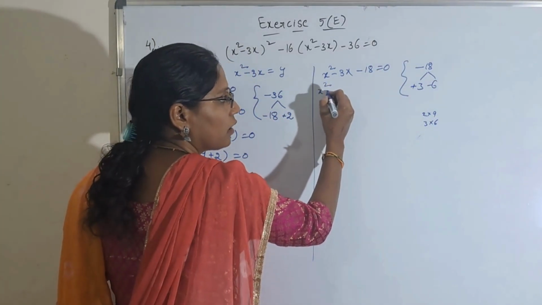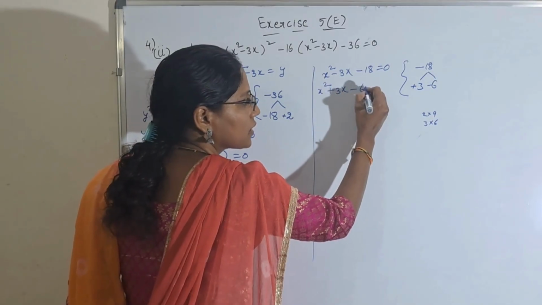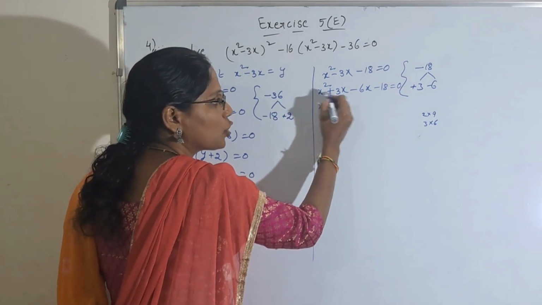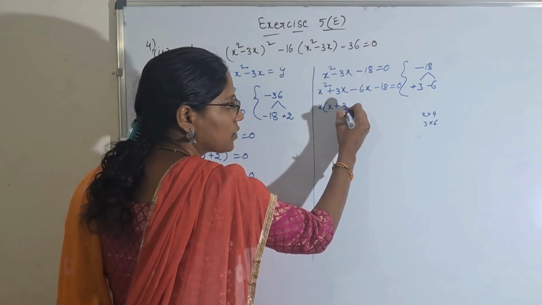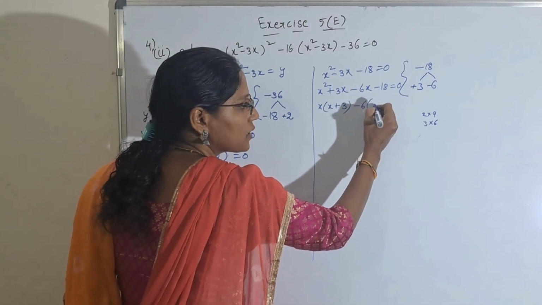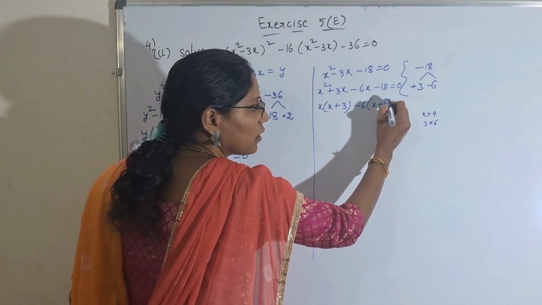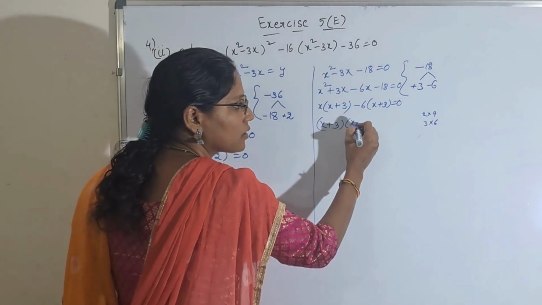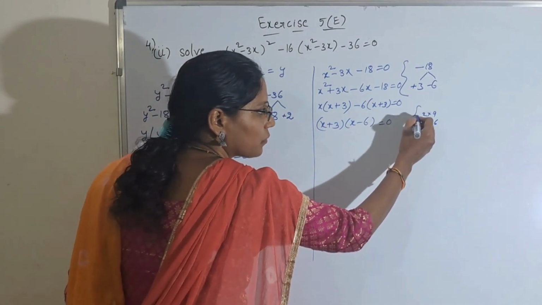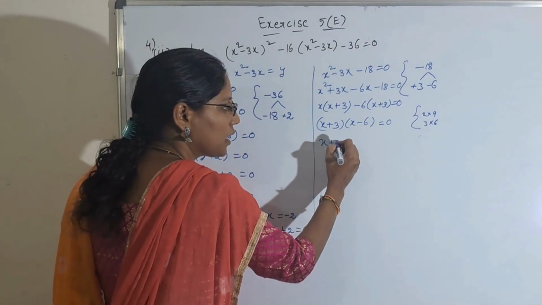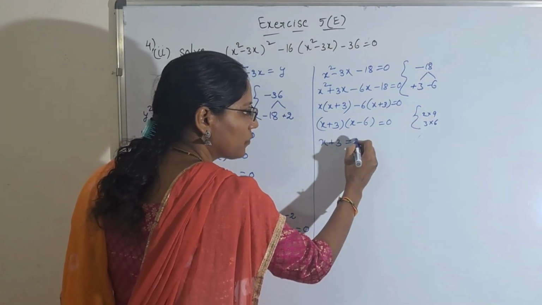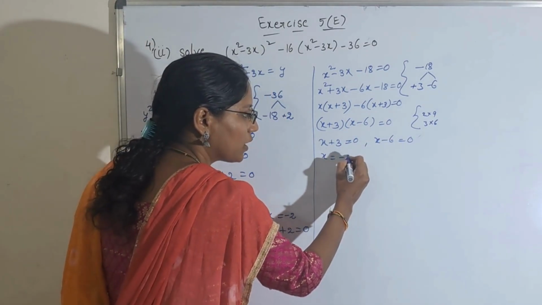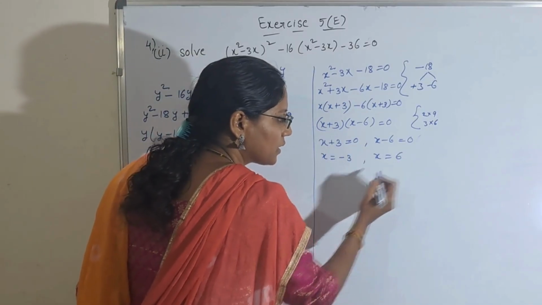Here x square plus 3x minus 6x minus 18 equal to 0. First two terms, x is the common, x plus 3. Next two terms, minus 6 is the common, x plus 3 equal to 0. So x plus 3, and x minus 6 equal to 0. Here x plus 3 equal to 0, and here x minus 6 equal to 0. x is equal to minus 3, x is equal to plus 6.